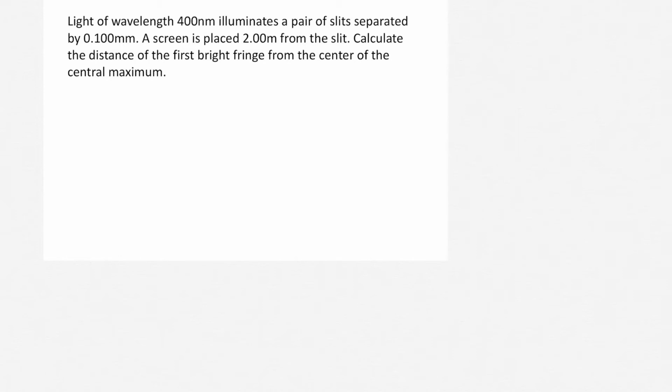In this practice, light of wavelength 400 nanometers illuminates a pair of slits separated by 0.1 millimeters. A screen is placed 2 meters from the slit. Calculate the distance of the first bright fringe from the center of the central maxima.